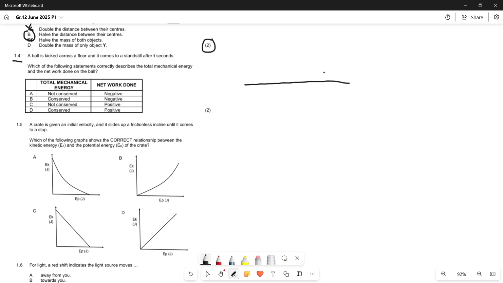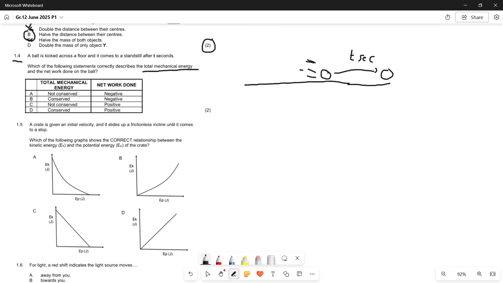Cool. So a ball is here. These are little movement lines. Cool. It is rolling until it comes to a standstill after t seconds. So which of the following statements correctly describes the total mechanical energy and the net work done on the ball? We have a couple of options. We have not conserved, negative, not conserved, positive, and conserved, positive.